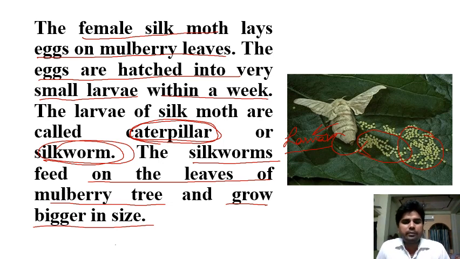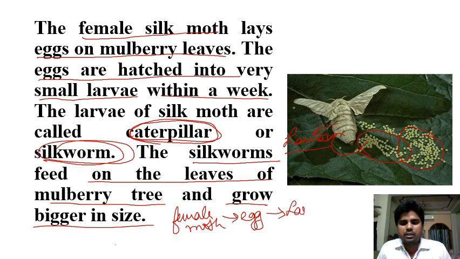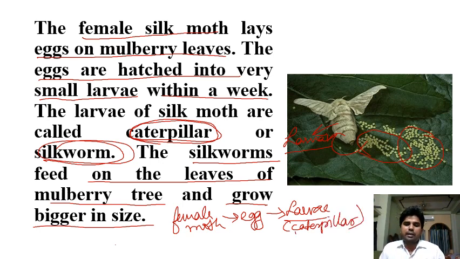I hope there would be no problem for you, because it is very simple: the female moth once again will lay the egg. Now it will develop into the larval stage within a week. In just 1 week it will develop into a larva, and this larva is known as caterpillar. And what will happen to this larva? It will again grow on the mulberry leaves and become bigger and bigger.